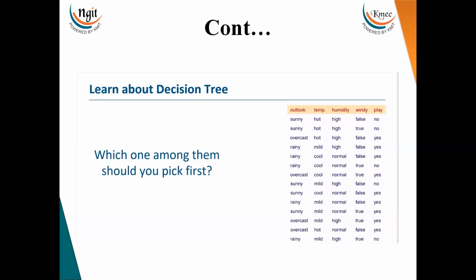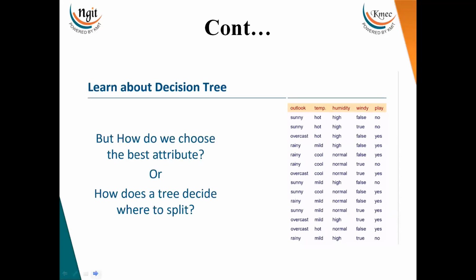Now suppose I want to play a game, and it depends on these parameters: outlook, temperature, humidity, and windy. If a person wants to play, he has to look into these features: what is the temperature on that particular day, what is the humidity of that day, is it windy or not, and what is the outlook. Accordingly, I want to take a decision whether I should play or not. So now the question here is, what should be the first node here? Should I take outlook, temp, humidity, or windy as the first node? So how can I choose the first attribute to be a root node?